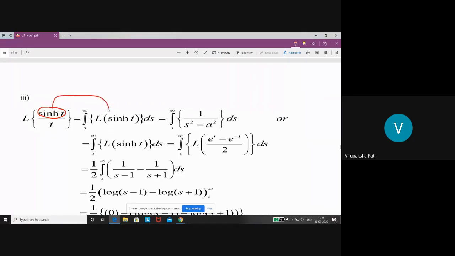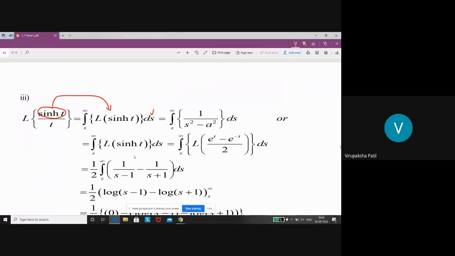So you have to write the Laplace transform of sine hyperbolic t divided by t, which means one by t means integration from s to infinity with respect to s. Now, what is the Laplace transform of sine hyperbolic t? Here a is equal to 1. If it is sine hyperbolic at, you would have written a divided by s square minus a square. But here it is sine hyperbolic t, so I will write 1 divided by s square minus a square with respect to s.